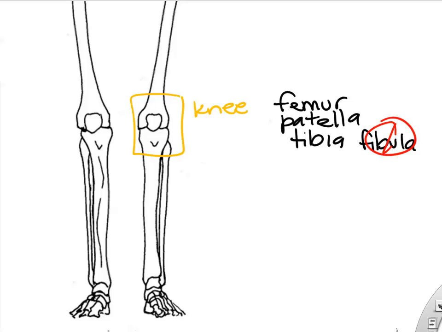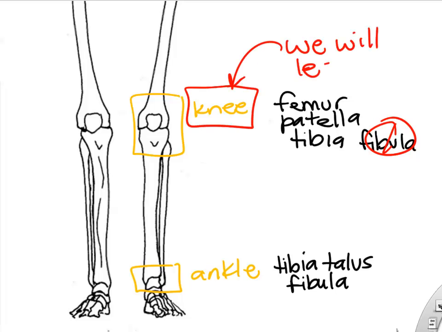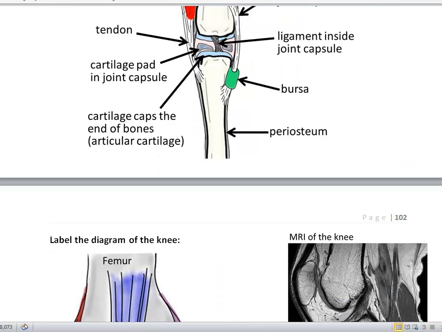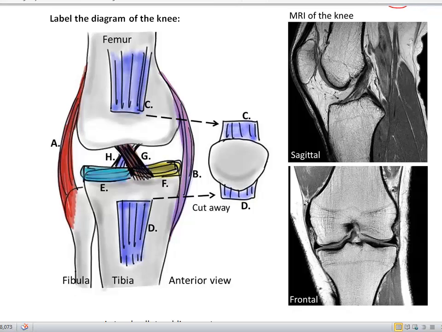The knee is made up of the femur, patella, and the tibia, not really so much the fibula. And the ankle is made up of the tibia, talus, and fibula. We're going to focus in on the knee since the knee is the most famous and a lot of people injure their knee. We're going to learn the parts of the knee as an example. So here in your lab manual on page 102 is the diagram of your knee, and we're going to go ahead and label these parts.